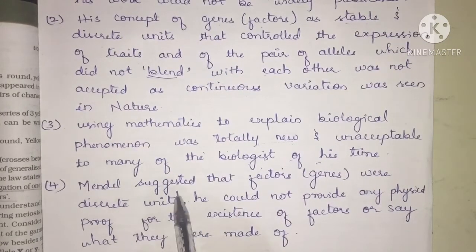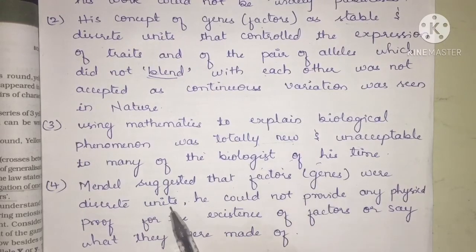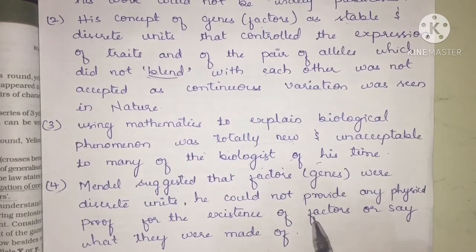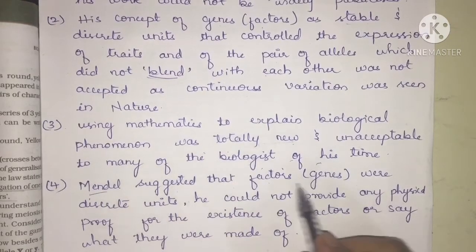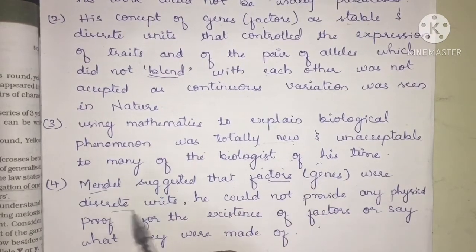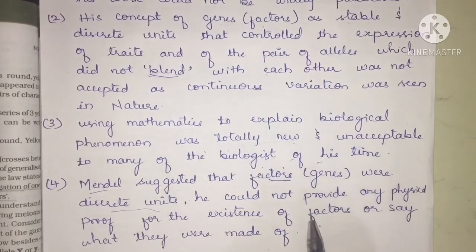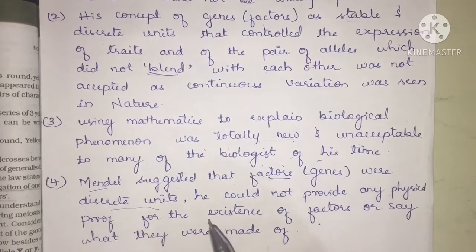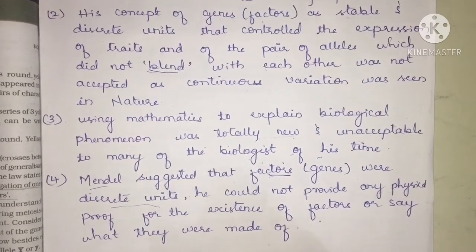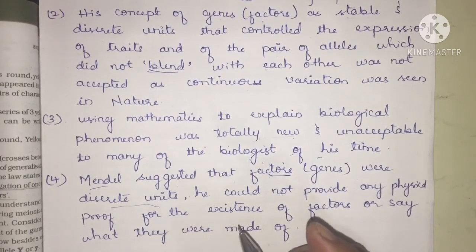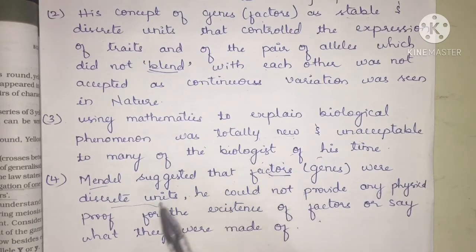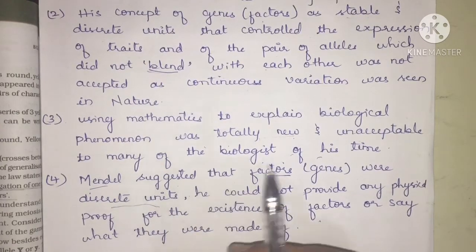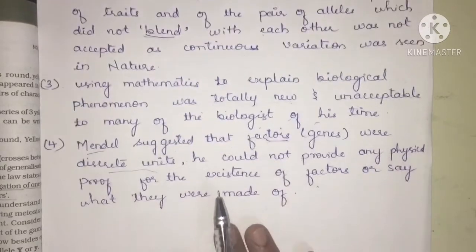Next, Mendel suggested that factors or genes were discrete units. He said that they are discrete units, but he could not provide any physical proof for the existence of these factors. What Mendel said is that there are genes or factors, present as different units, but he could not provide any physical proof. He didn't say where these factors are present, and what factors are there. Factors are responsible for giving one character. He said this, but he didn't say where these factors are. He didn't give any kind of proof. Because of that reason it was not accepted.